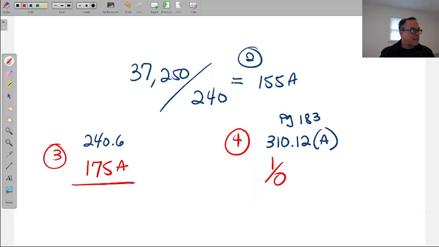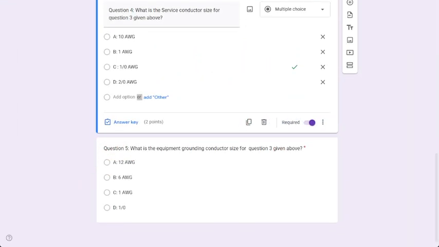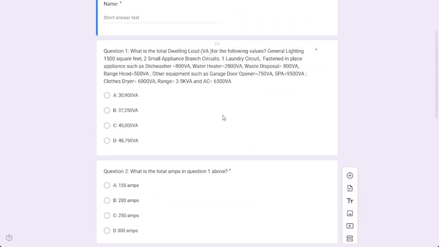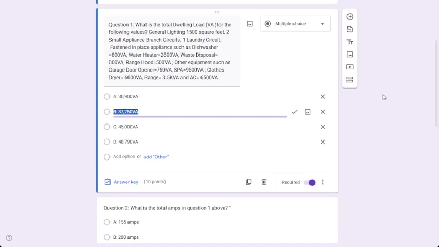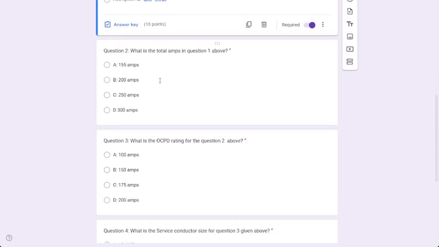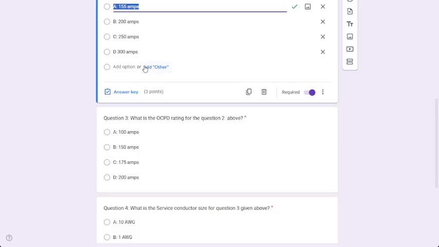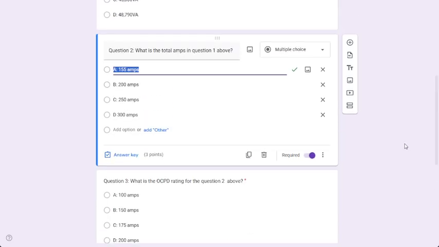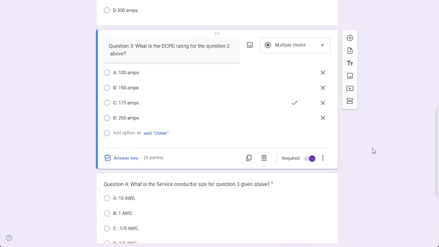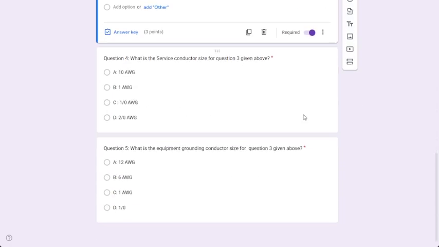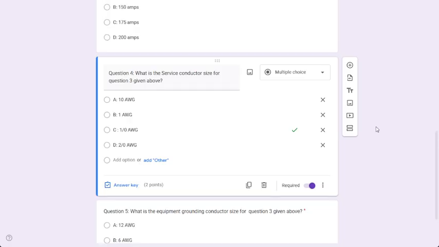Now the last question on it. Alright, let's come back over here. So far so good. Let me just run through the whole thing. Make sure we got the 37250. There is our 37250. Question 1 is B. Question 2, 155 amps, right? That's A. Question 3, 175 amp main breaker, overcurrent protection device. Breaker or fuse, but we're just saying breaker. Question 4, a 1/0 is the conductor that we're going to use for that main breaker, not the 2/0. Can you 2/0? Yes. Can you 1? No. Can you 10? Obviously, no way.